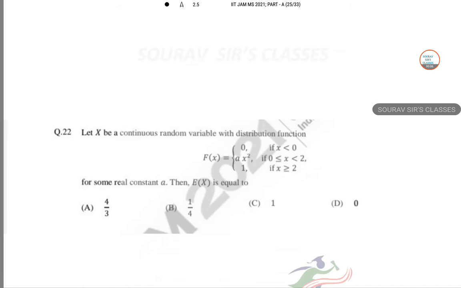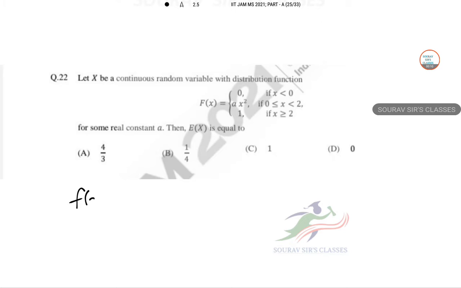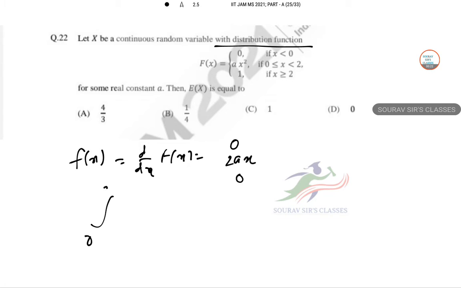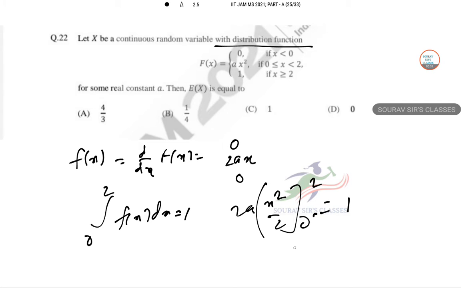This is question number 22. So we have been given this function and the expectation of x. First we have to differentiate, as it is a distribution function. We need to go to the PDF. By the derivative, we get 0, 2x, and 0, maintaining the same limits. So the final value is only the integral from 0 to 2 of f(x) dx, which is equal to 1. So 2a x squared by 2, from 0 to 2, equals 1. This will give you a equal to 1 by 4.